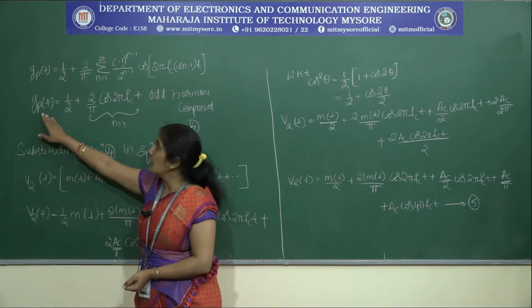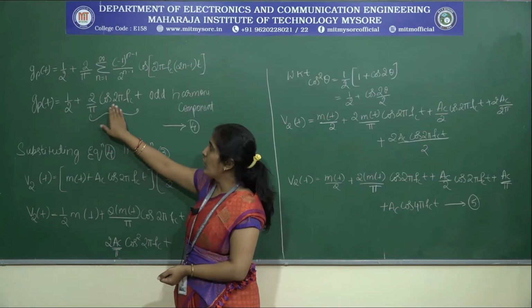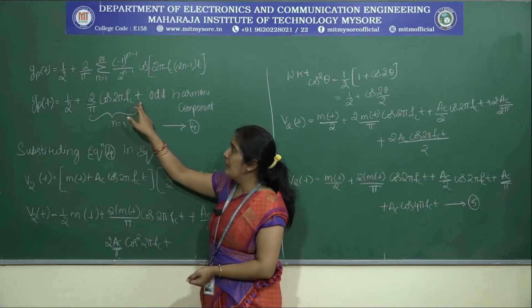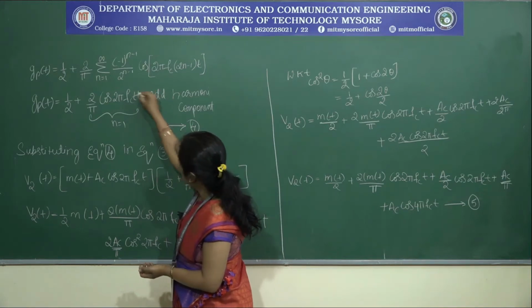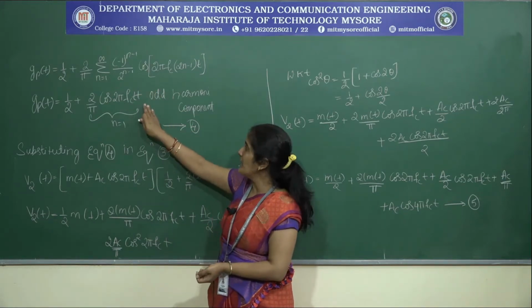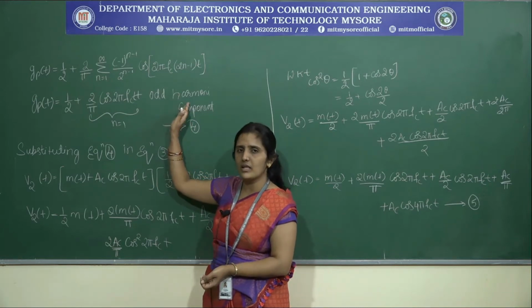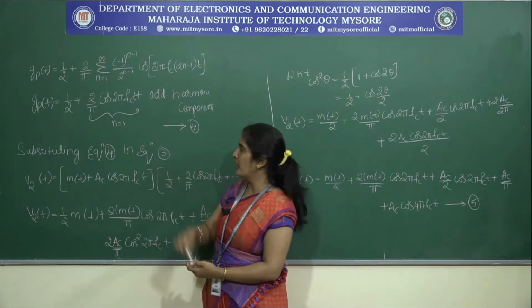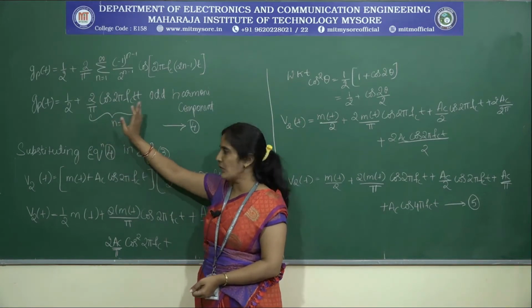Gp of t is equal to half plus 2 divided by pi cos 2 pi fct, plus odd harmonic component. So the remaining thing we are going to consider as the odd harmonic component, because for n is equal to 1 we are going to consider this as the equation.